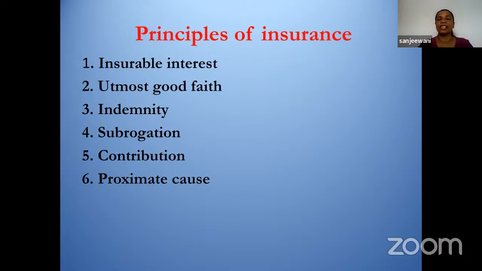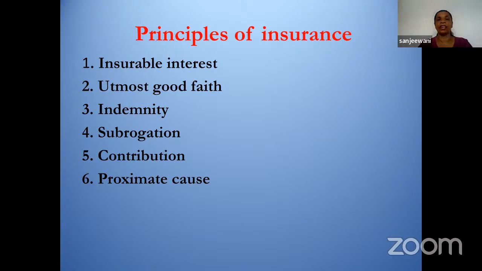So the first one is insurable interest. Second one, utmost good faith. Third one, indemnity. Fourth one, subrogation. Fifth one, contribution. Sixth one, proximate cause. Right? So now we'll see the principles. The first principle, insurable interest.